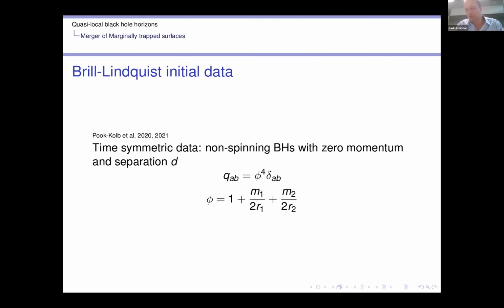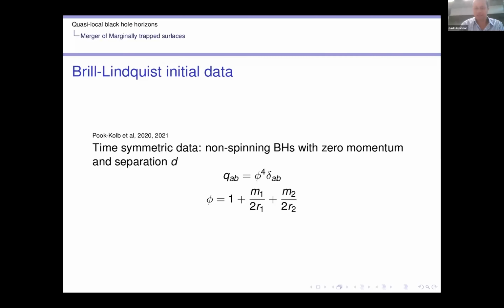Okay, so we're applying this to a simple case: two black holes which are non-spinning, starting off at rest, and merging head-on. The initial data in this case is time symmetric, by which I mean that the extrinsic curvature vanishes, and it's also conformally flat.